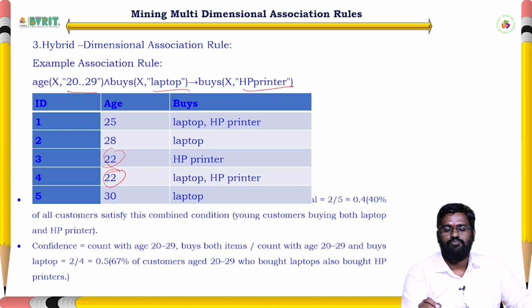So for the hybrid dimensions, total laptop with age 20 to 29, the laptop is there 2 times, divided by the total number of transactions, 5 transactions we are having. So 2 by 5, that is 40% of chances.